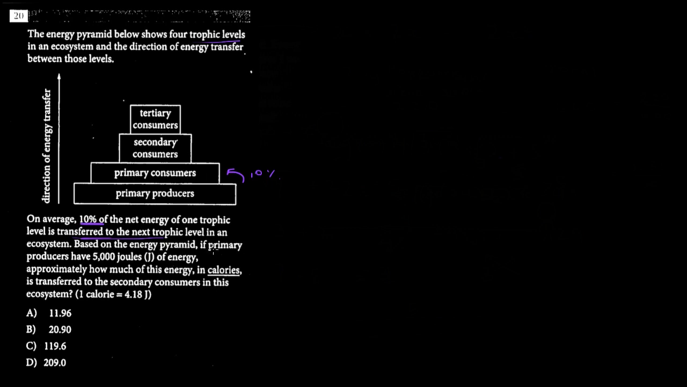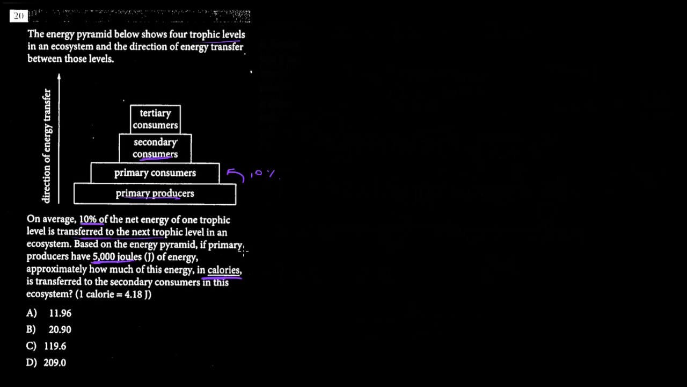Based on the energy pyramid, if the primary producer has 5,000 joules of energy, approximately how much of this energy in calories is transferred to the secondary consumer in this ecosystem?